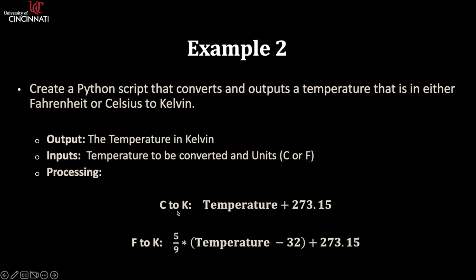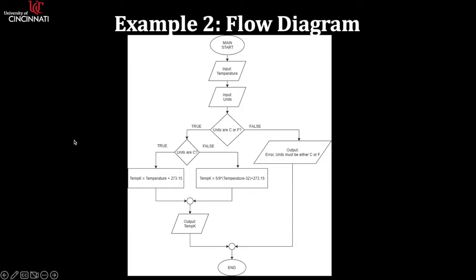And then the formula that they've given us is if you want to convert Celsius to Kelvin, you add 273.15. And if you want to convert Fahrenheit to Kelvin, you do 5 by 9 multiplied with the temperature minus 32, plus 273.15. So now let's look at the flow diagram for this problem. This might look complicated, but it's actually very simple if you think about it.